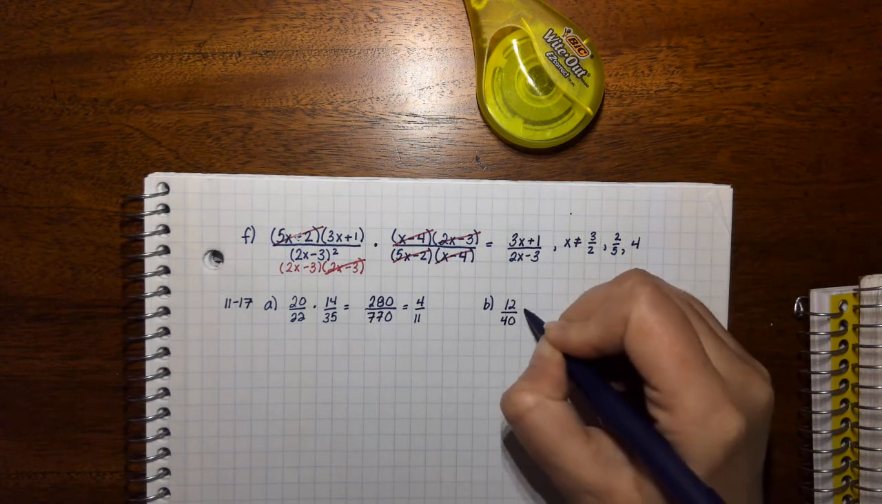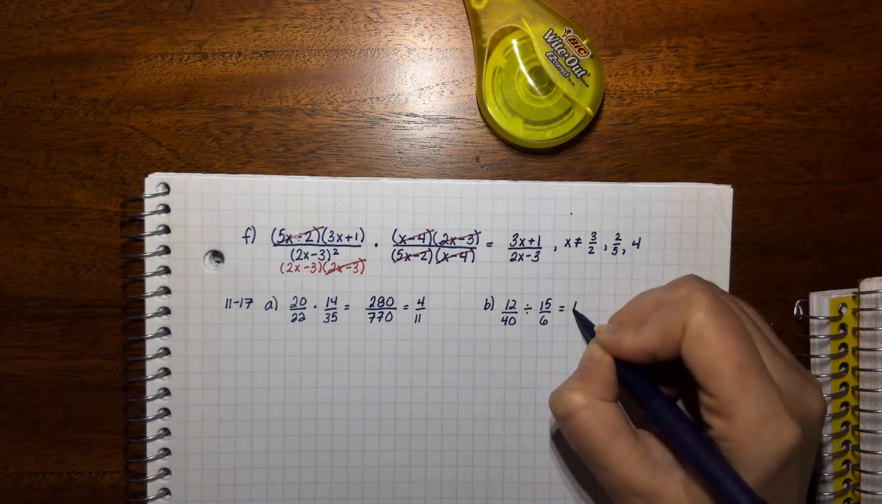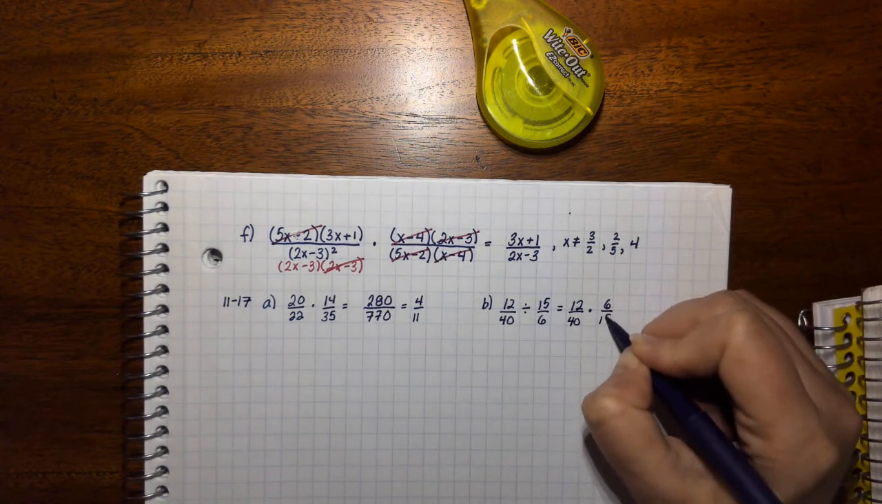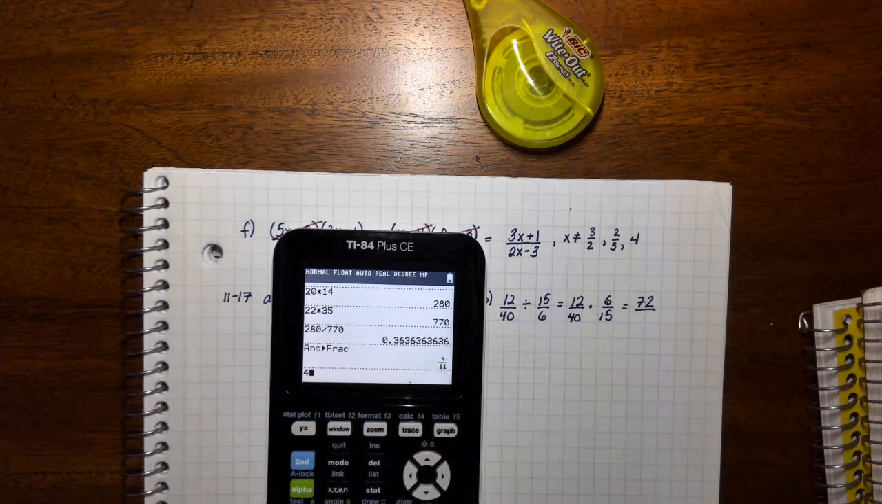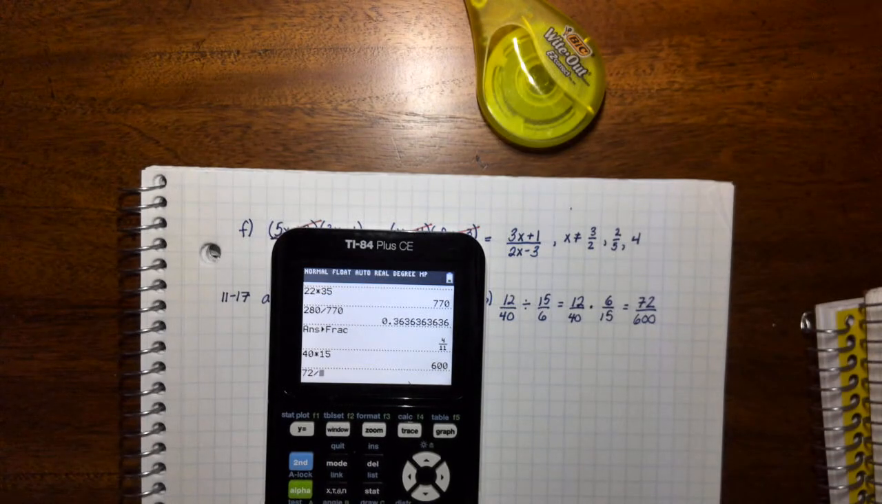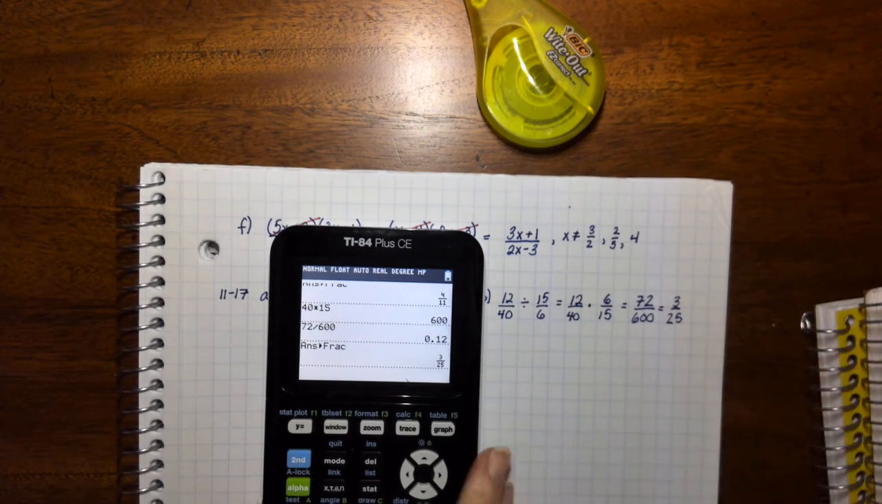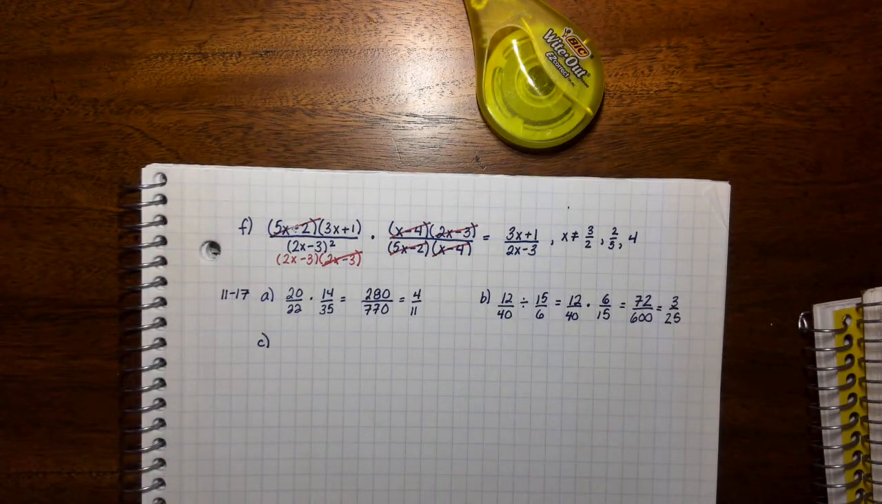12 over 40 divided by 15 over 6. Keep, change, flip. 12 times 6 is 72. 40 times 15 is 600. 72 divided by 600. Math, enter, enter. 3/25. Look at us go.